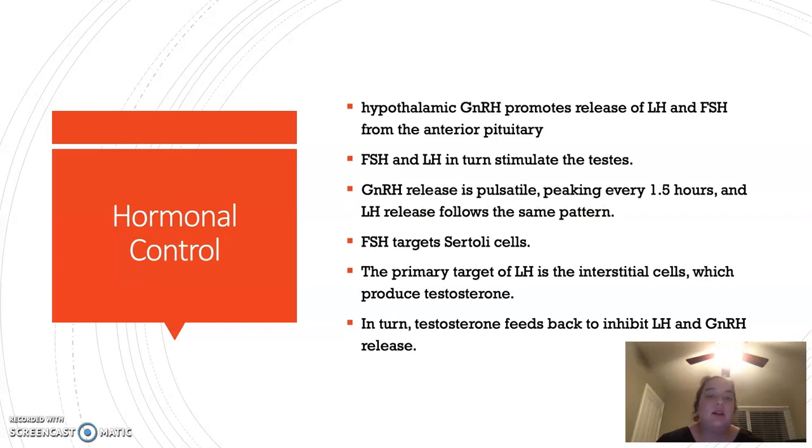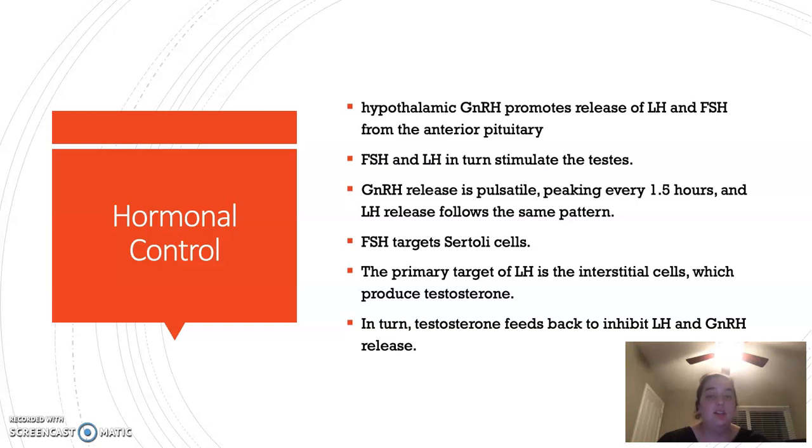So now we're going to talk about the hormonal control of this process. The hormonal control of spermatogenesis follows the general pattern described previously. So this is going to be the hypothalamus produces the GnRH, which promotes the release of LH and FSH from the anterior pituitary gland.